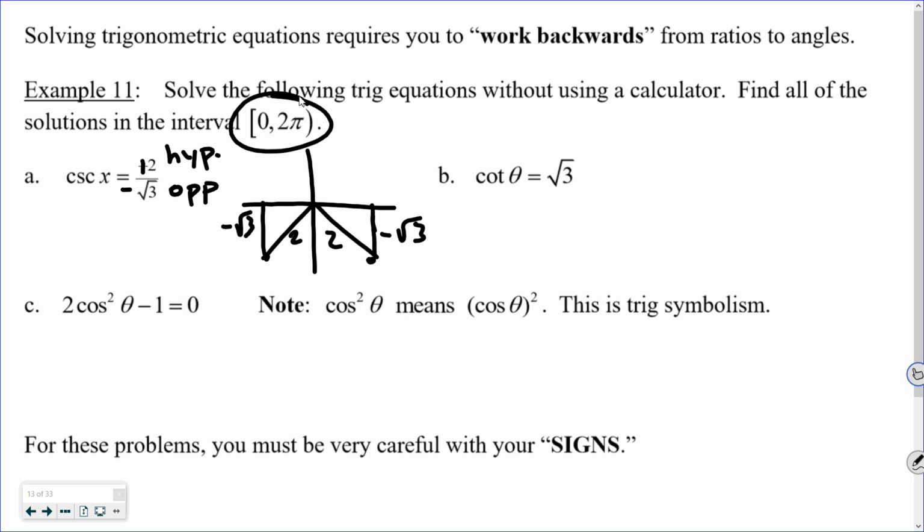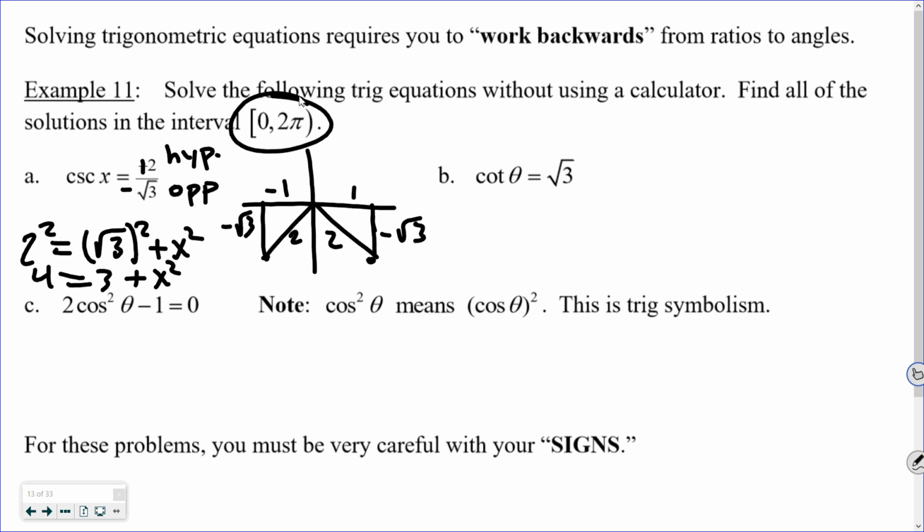Okay, let's figure out what the adjacent side would be. You can use the Pythagorean theorem. 2 squared equals square root of 3 squared, you can put a negative in there, but it's going to be positive, plus x squared. You'll see that's 4 equals 3 plus x squared. Subtract the 3 over, you get 1. Take the square root, you get plus or minus 1. So it could be 1 or negative 1.